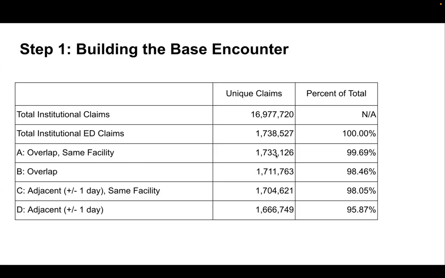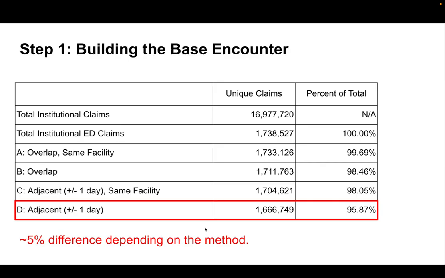And so a couple interesting things here. One is you can see that with the most strict method, A, which results in the least amount of merging, almost 99.7% is very close to just counting institutional claims. Versus the bottom method, D, which is the least strict and results in the most amount of merging. There is about a 4% or 5% difference between method D and method A. So a little bit of a difference there.